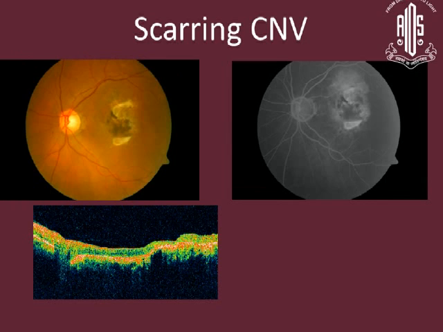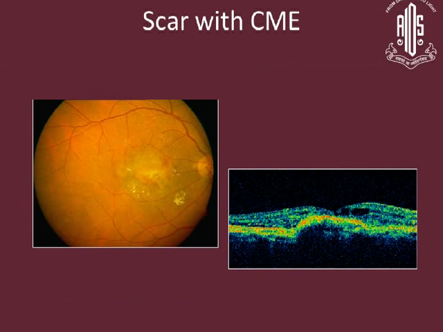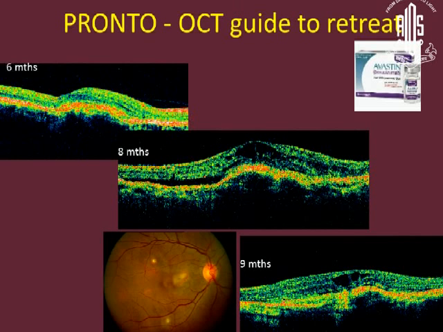this is a picture of scar, and sometimes the scar can show activity, so we have to always correlate clinically to see whether it is a scar with CME or is a scar with an active area of CNV. And so this is a patient with scar with CME, so we have to be careful and decide whether we should treat or we shouldn't treat. And in the PrONTO study, the OCT was taken as a guideline for retreatment.